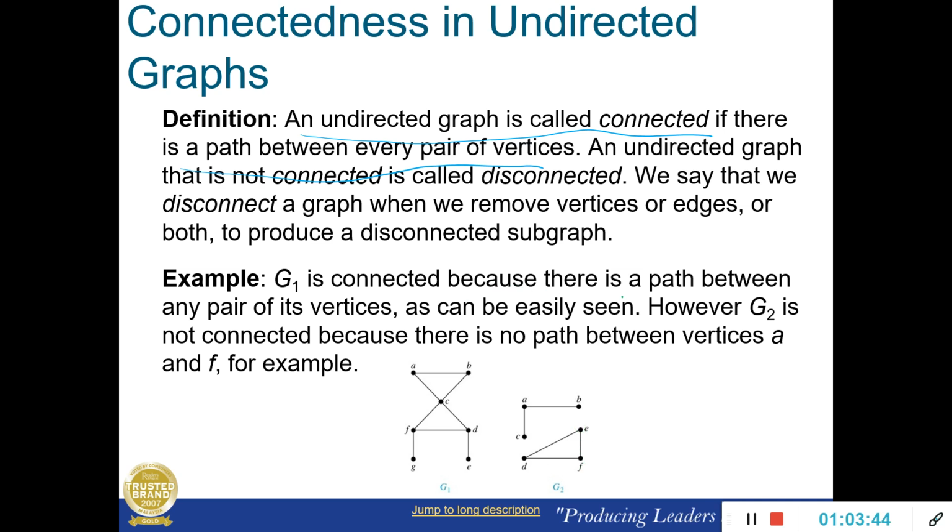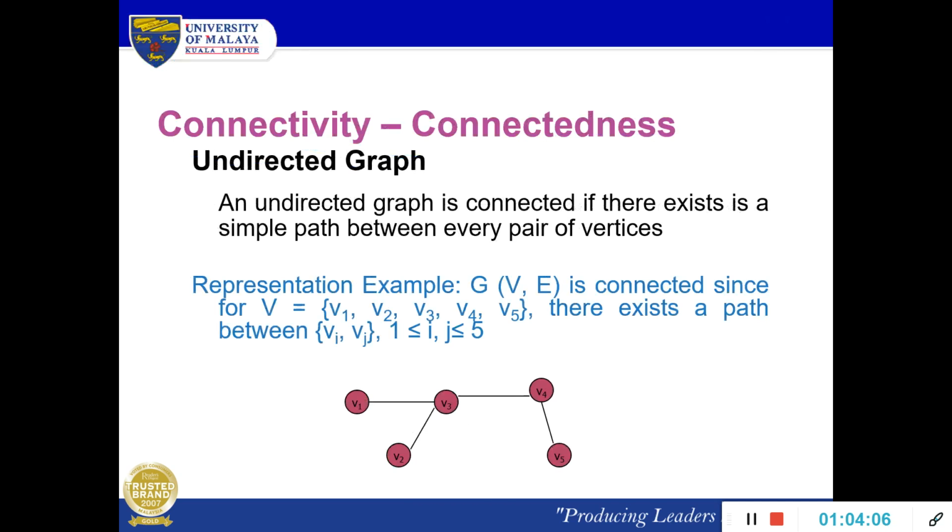Here is the graph G1. It's connected because there is a path between any pair of vertices. So any pair of vertices in graph G1 is connected. You can go from A to D, E to B, G to B, G to A, and so on. However, G2 is not connected because there is no path between vertices A and F, for example. So this is disconnected, not connected.